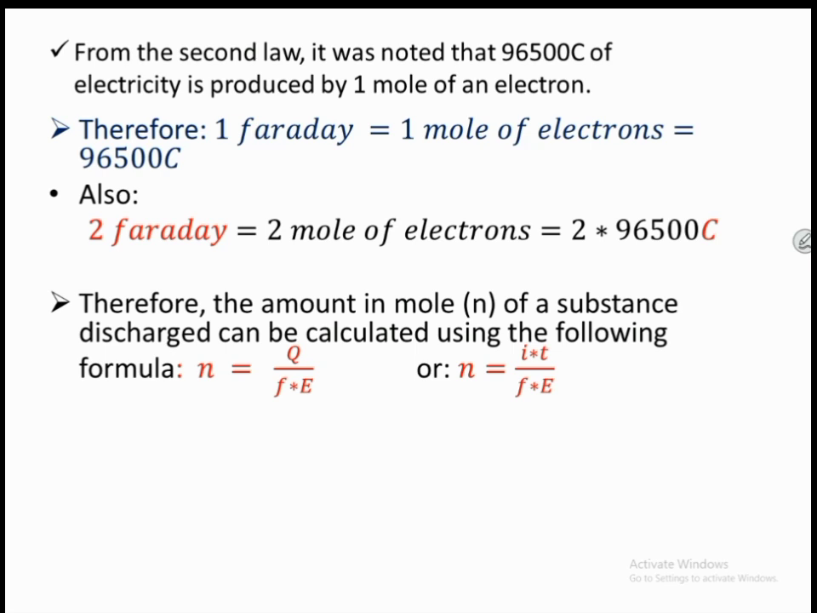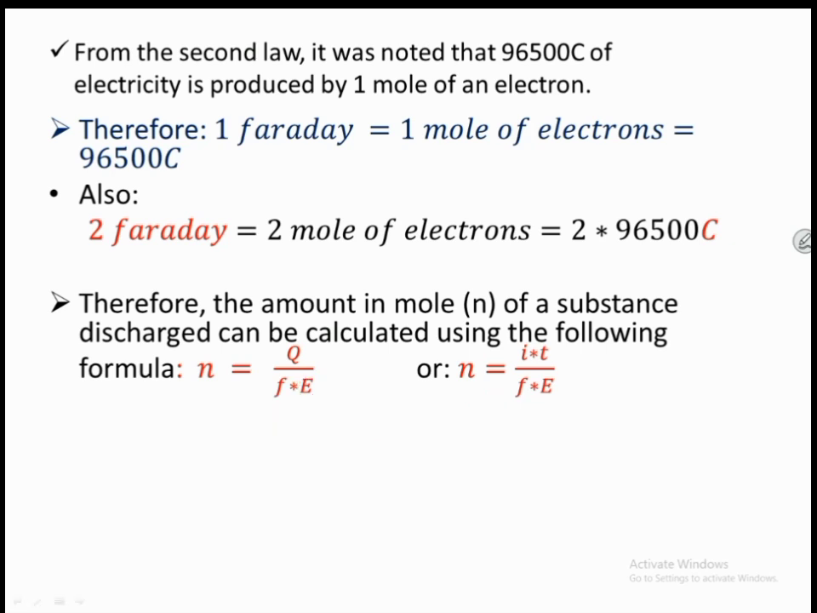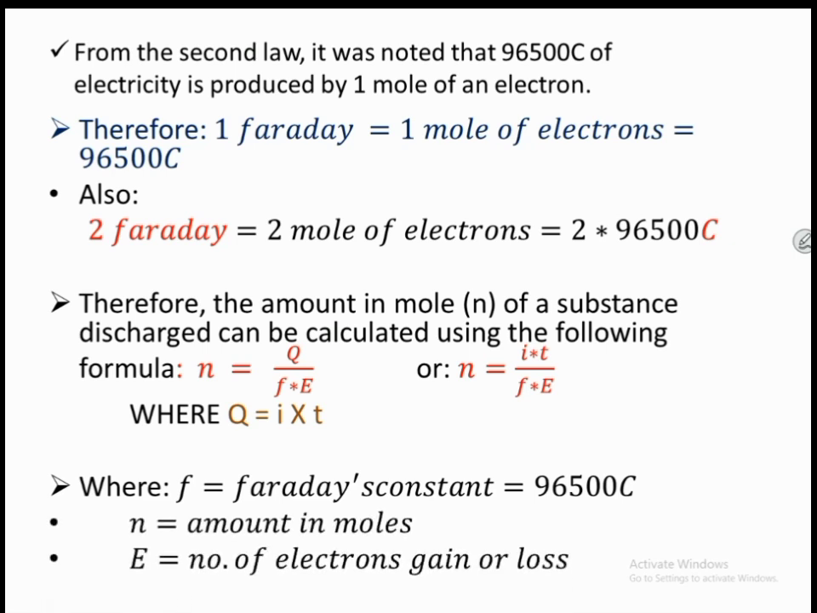Mole is inversely proportional to chemical equivalence, and the mole of electrons here determines the chemical equivalence. Now if you observe, mole is equal to Q over FE, or we say Q is equal to nFE, where small n stands for mole, F stands for Faraday, and E stands for the number of moles of electrons gained or lost during the chemical process. Of course, we know that Q is equal to IT, F is the Faraday constant, n is the amount in moles, and E is the number of electrons gained or lost.